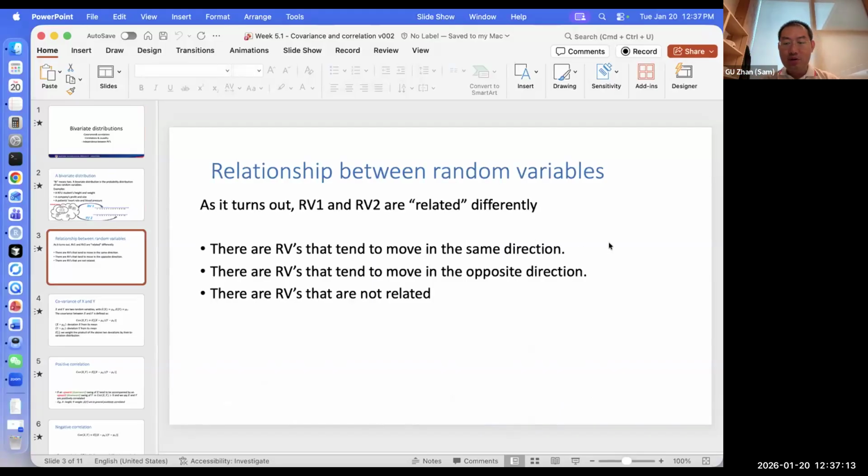If two random variables tend to move in the same direction, then we say they have a positive correlation. Let's say a student's weight and height. We have observed in typical human populations, in different countries and communities, that with the increment of weight, the height generally increases. So these two random variables move in the same direction, so they are positively correlated.